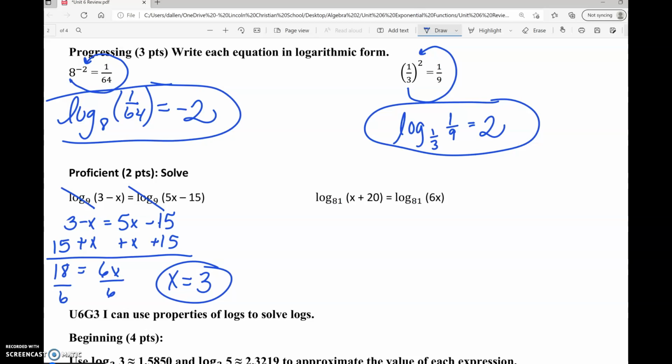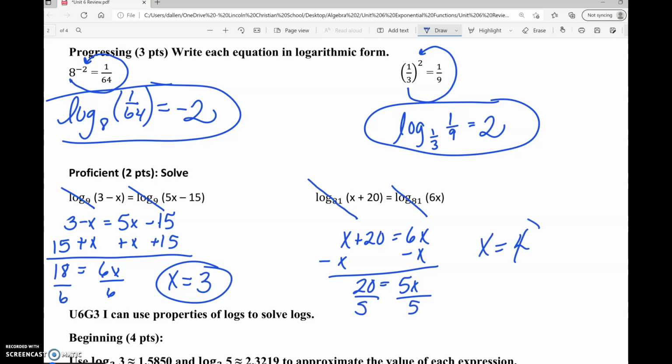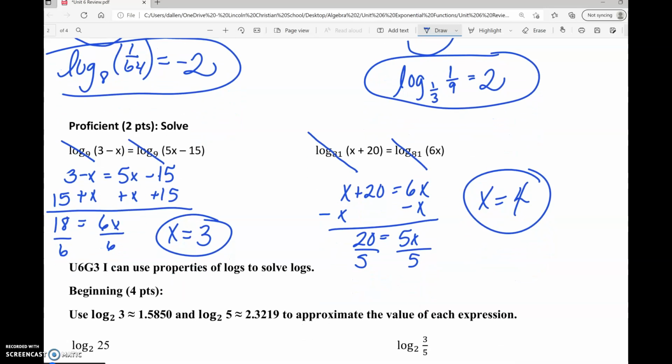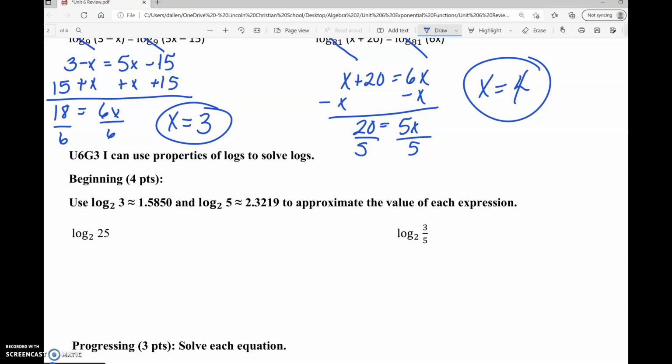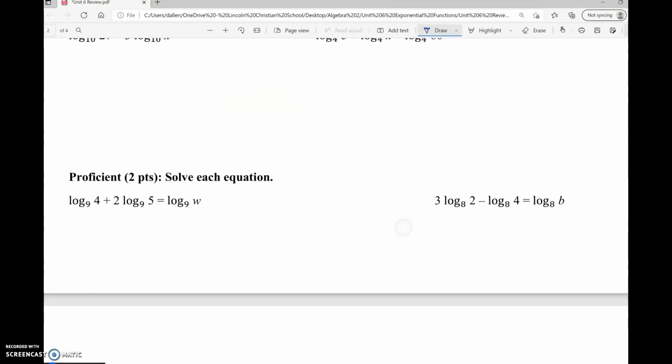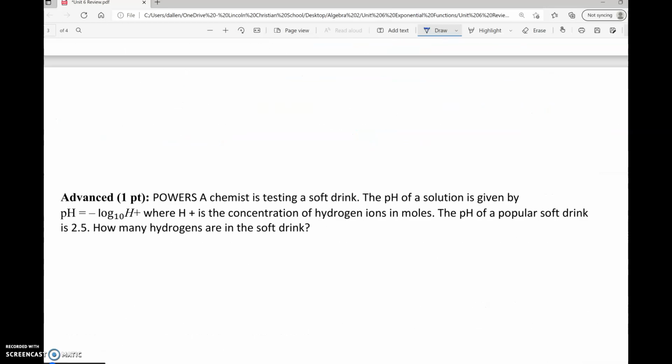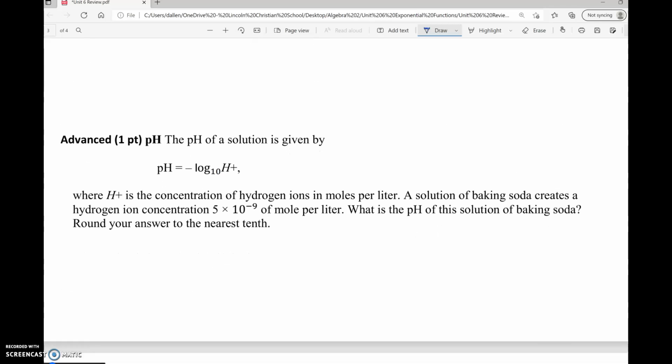All right, and then log 81, both cancel out except 1 on each side. So I have x plus 20 equals 6x, and then subtract x. 20 equals 5x, and then divide by 5. So x equals 4. Right, and then we had, let's see if I put this, okay.